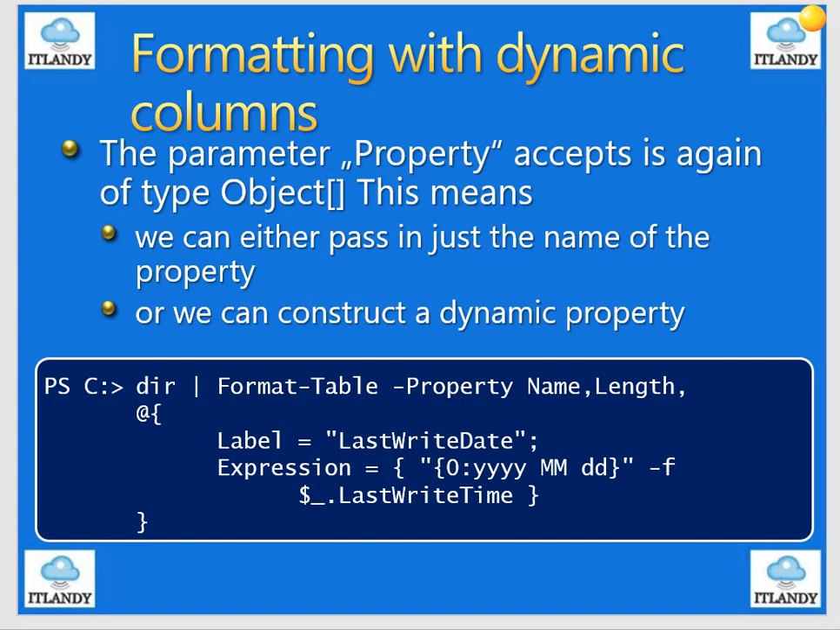Next, formatting with dynamic columns. The parameter property accepts a type object. This means we can either pass in just the name of the properties, or we can construct dynamic properties. Look at the example on the screenshot. Directory piped to format-table, property name, length, then open bracket, label is the last write date, expression, and the last write time. Okay.